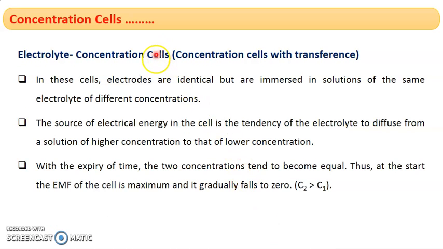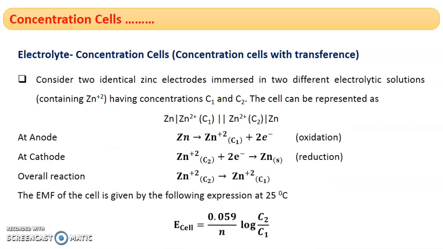Okay. Next, we will move to the second type, electrolyte concentration cells, or concentration cells with transference. Here, electrodes are identical. Electrodes are same, their composition is same and also concentration is same. But electrolytes are same in composition, but concentration is different. Let us take an example: two identical zinc electrodes dipped in similar zinc sulfate electrolytic solutions.